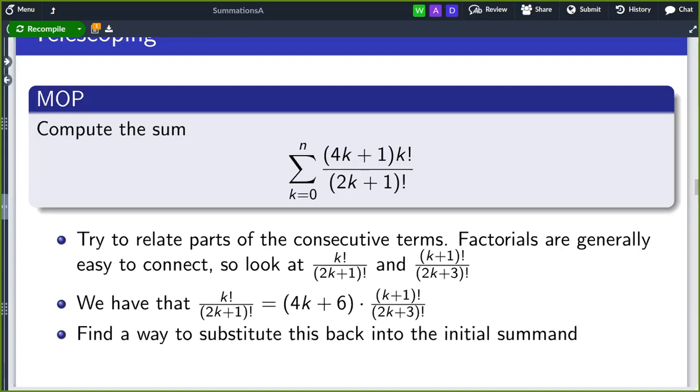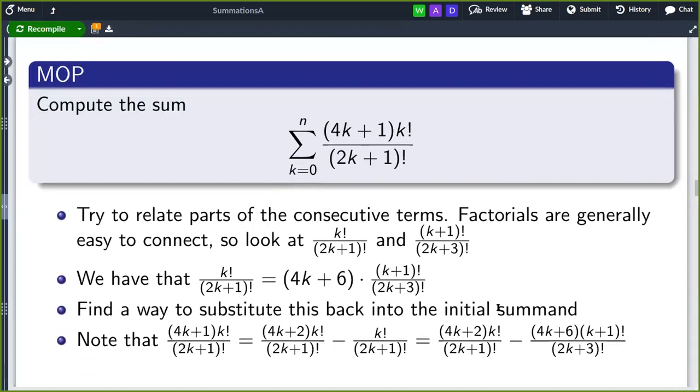So I guess one thing you can notice is that we want to inject what we have right now back into our summand. So one way we can artificially do this is just add k factorial over (2k+1) factorial and then subtract it. So we note that the summand is going to be (4k+2) times k factorial over (2k+1) factorial minus k factorial over (2k+1) factorial.